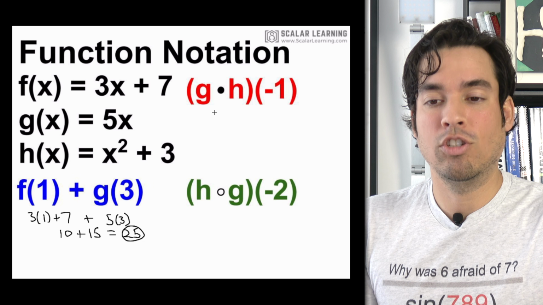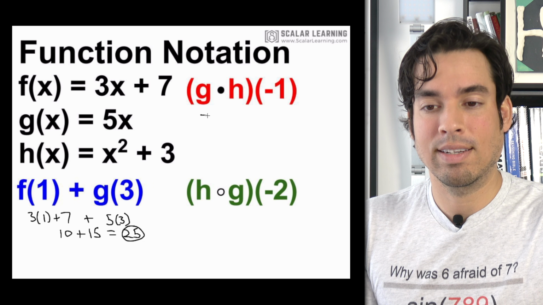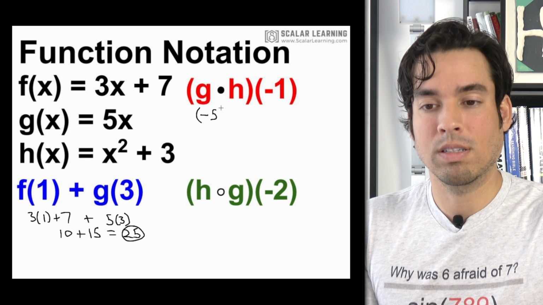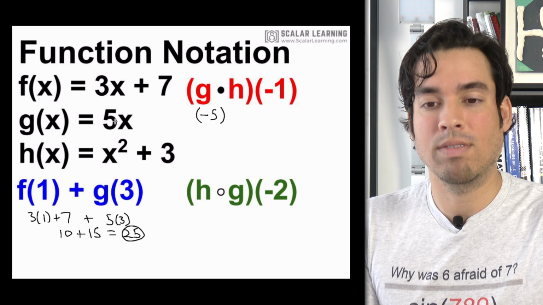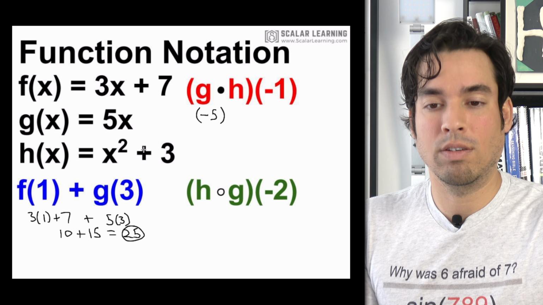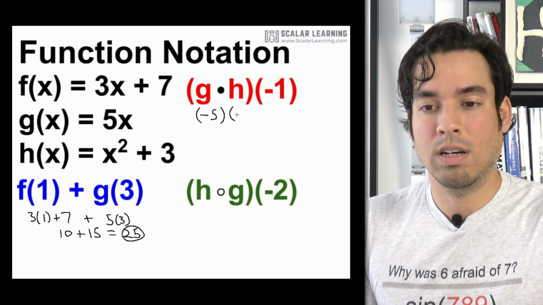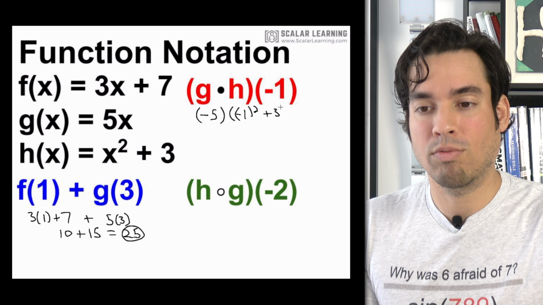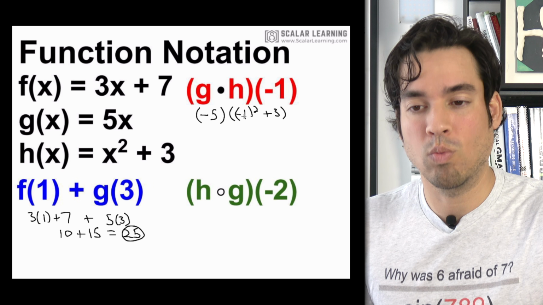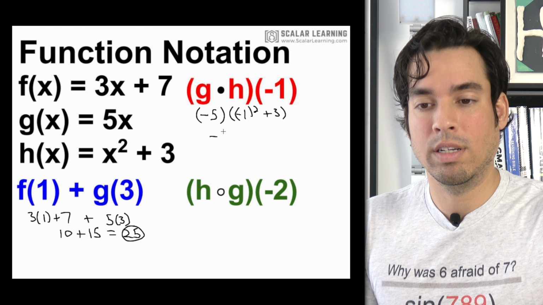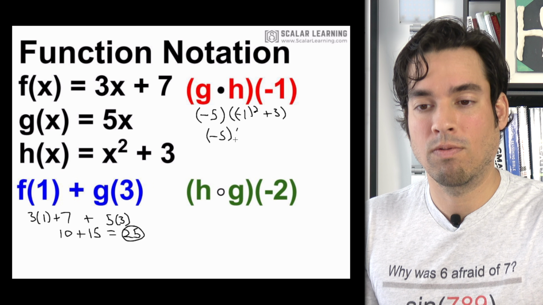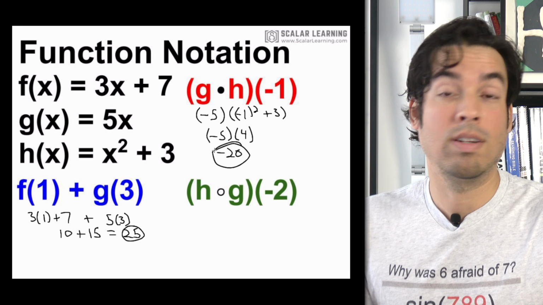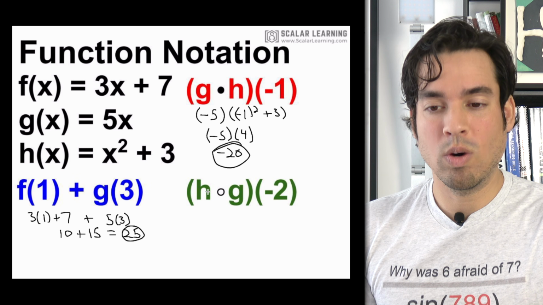So first, what is g of negative 1? That's negative 5, right? Because I'm plugging in negative 1 in for x times 5 is negative 5. What is h of negative 1? That becomes negative 1 squared plus 3. Again, negative 1 squared is just 1. So 1 plus 3 is simply 4. And then what's 4 times negative 5? Negative 20.